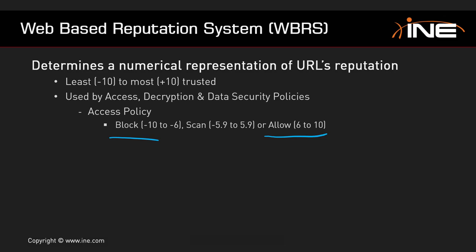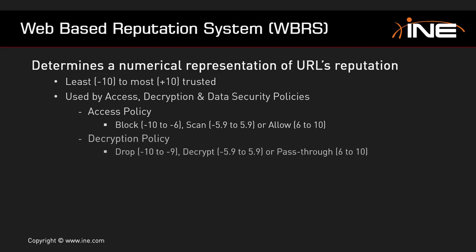If it's going to be something in this range from -10 to -6, I'm going to block. From +6 to 10, I'm going to immediately allow. Versus if it is somewhere in between, I'm going to say that I want to scan the transaction. Now this action allow here means that you want to allow without scanning. Versus block is also to immediately block the session. So this number is definitely important for the access policy.